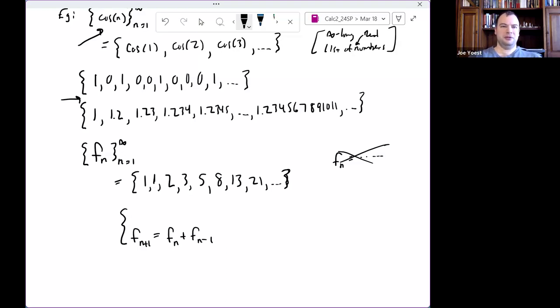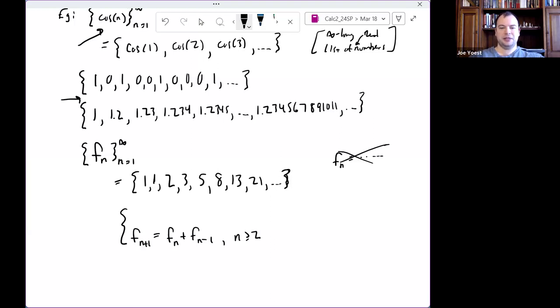This is a recursion. If any of you have done any computer programming, you might have encountered a recursion before. This is a recursive definition. This says you find the next one based on the previous two. Now, I do have to be careful. What values of n does this apply to? Does this apply to n equals 1? Well, f1 plus f0, we don't have an f0. So this applies to n bigger than or equal to 2.